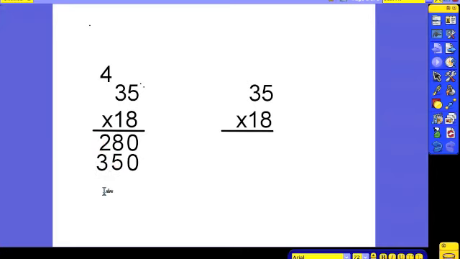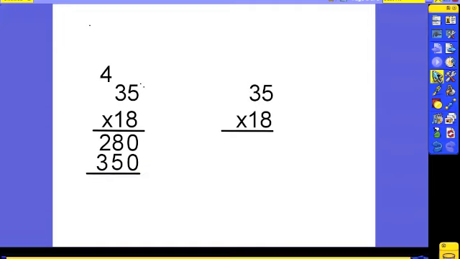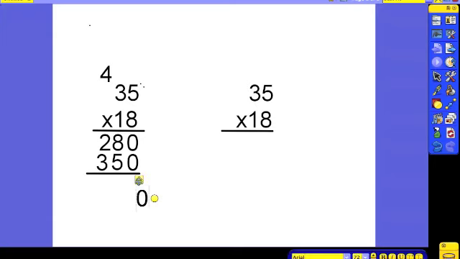So once we've got that done, we're ready to add those two numbers together. So I'll just draw our little line. 0 plus 0 being 0. 8 plus 5 being 13, but once again we're going to carry that 1. And then 2 plus 3 is 5, plus that extra 1 is 6, which means 35 times 18 is 630.